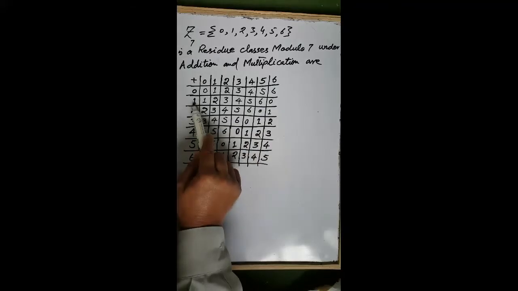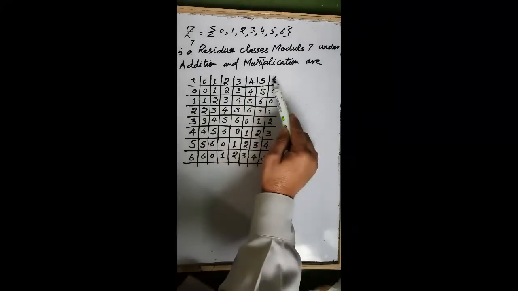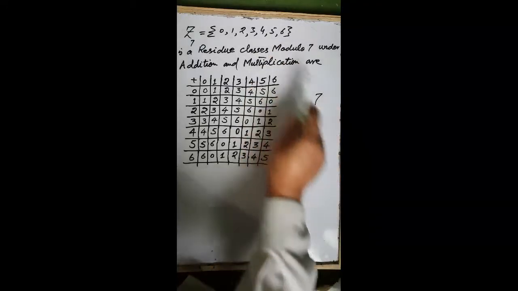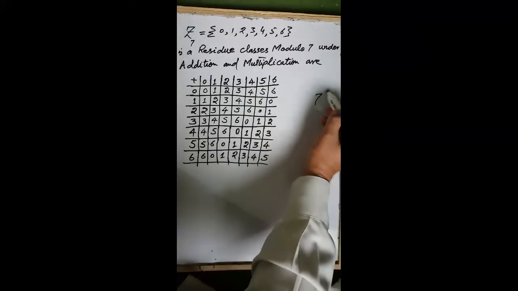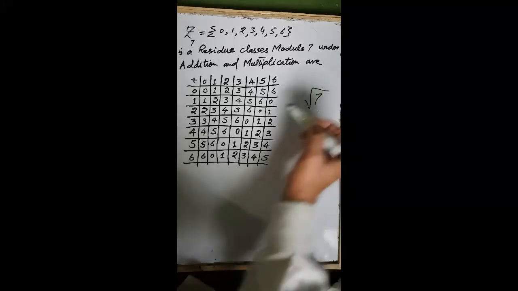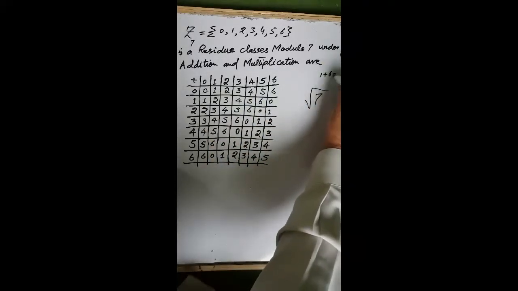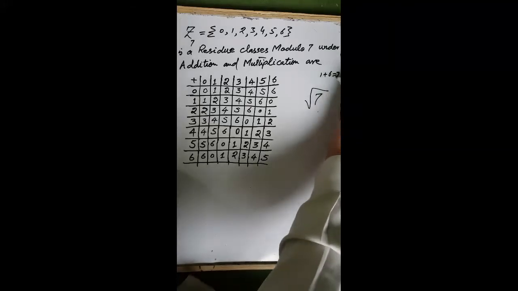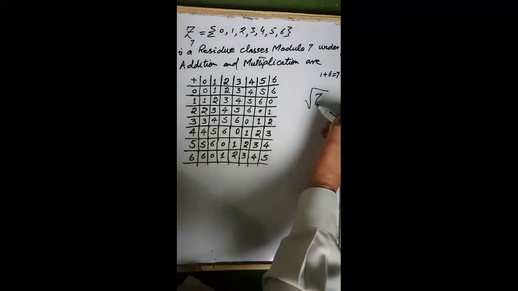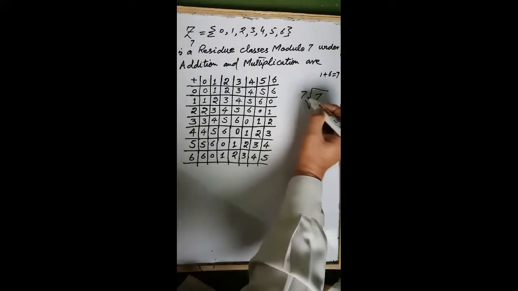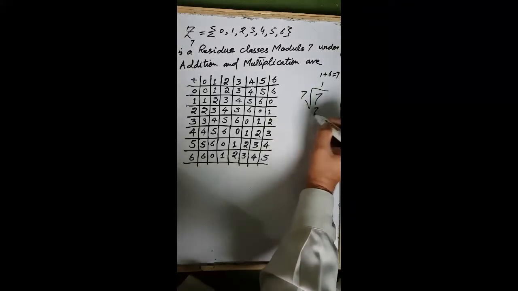When we add 1 and 6, 1 plus 6 is equal to 7, so we divide this result by 7. We substitute the remainder here. 7 divided by 7 is 1, and 7 multiplied by 1 is equal to 7.